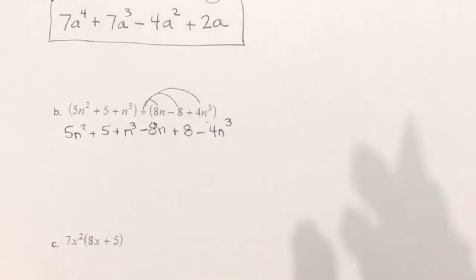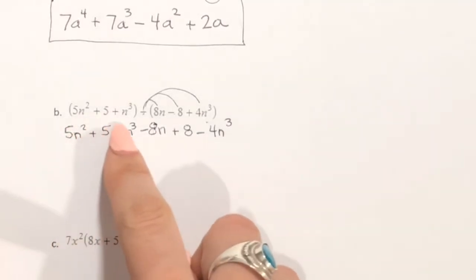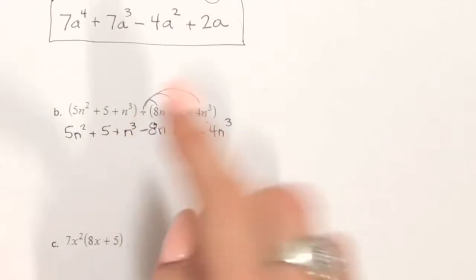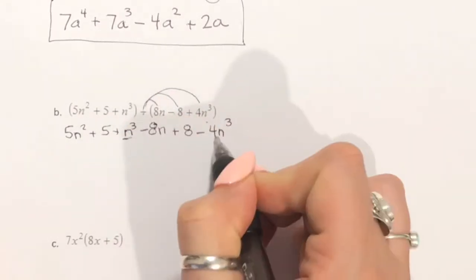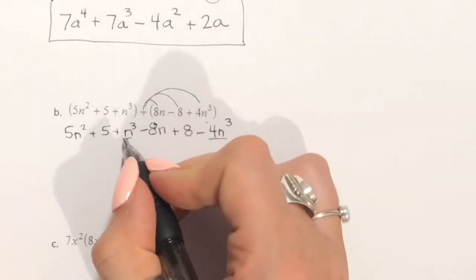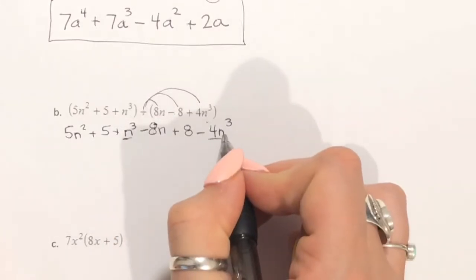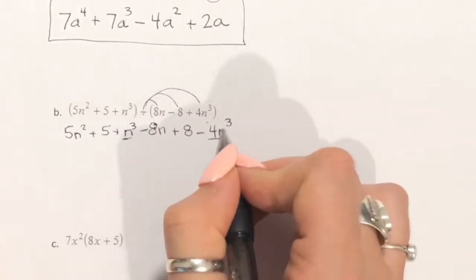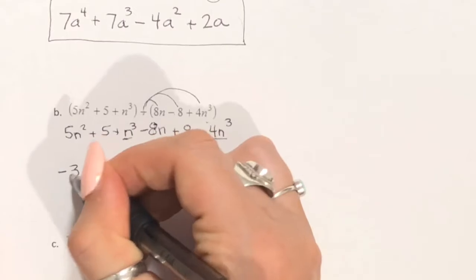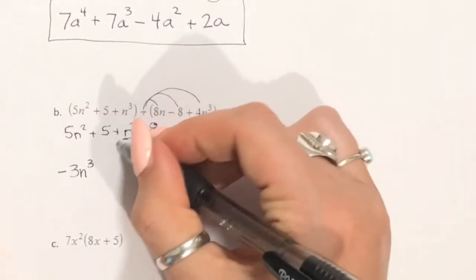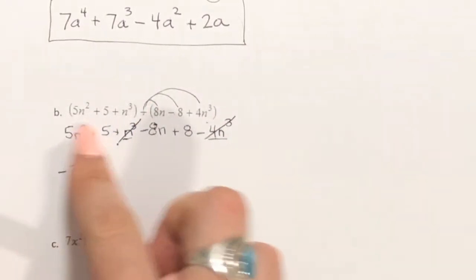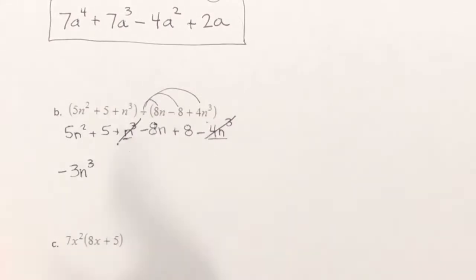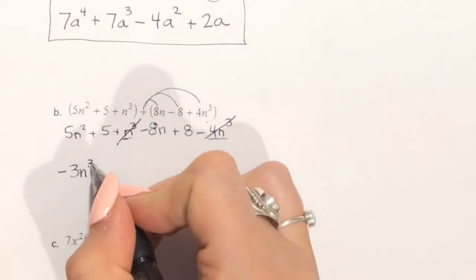So I like to pick the highest degree. So if I scan through, my highest degree, it looks like, is a 3. So I'm going to combine our cubes here. I have 1n cubed and I'm minusing 4n cubes. So 1 subtract 4 is going to be a negative 3n cubed. And I still do like to cross them out so that I don't accidentally forget anything. So I'm going to go one step down.